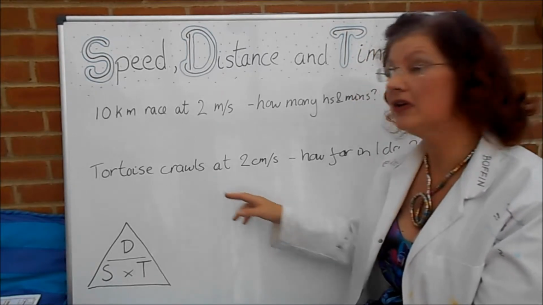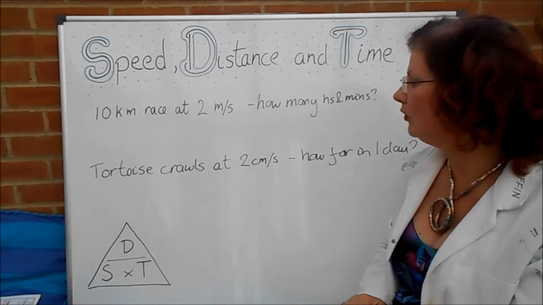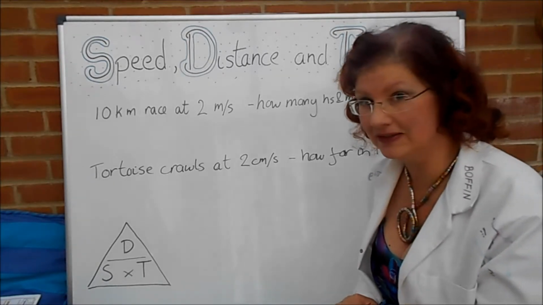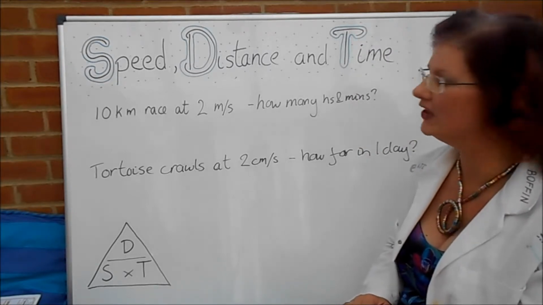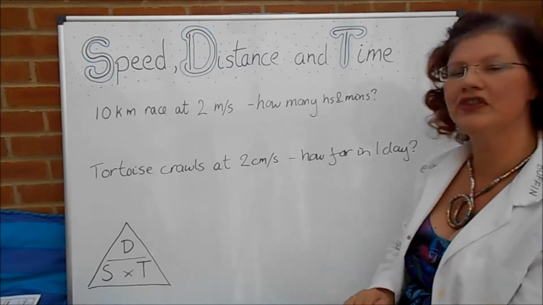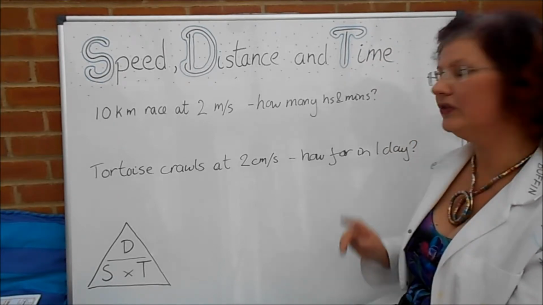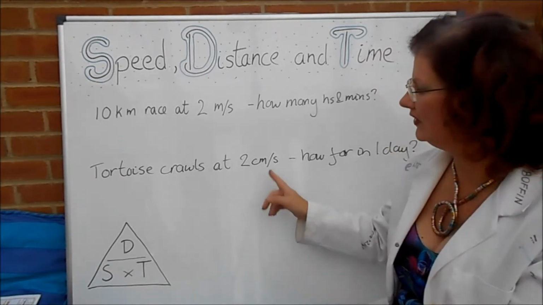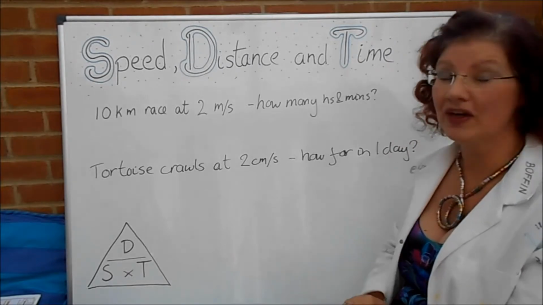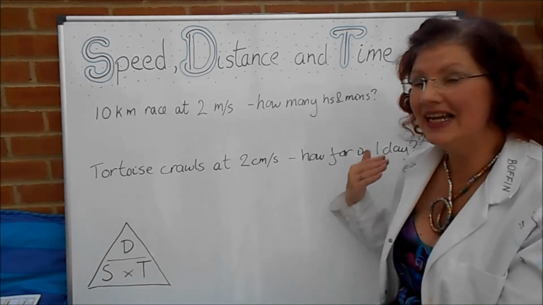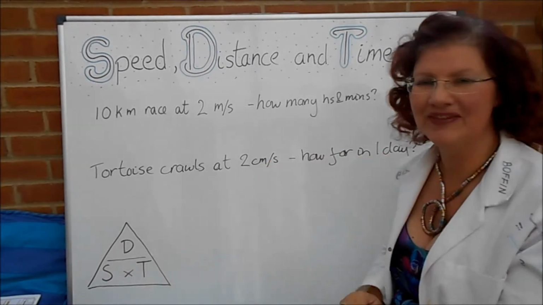The other one down here, we've got a slow thing, a tortoise, who crawls at 2 centimetres per second, so that's really quite slow. How far does he go in one day? So we want a distance, okay? And of course, day is given in the wrong units, it's not given in seconds, so I'd advise probably just start off by calculating days into seconds and then seeing where you go from there.